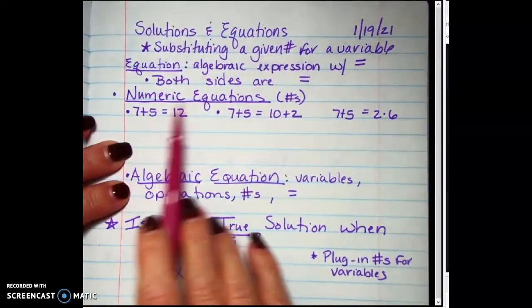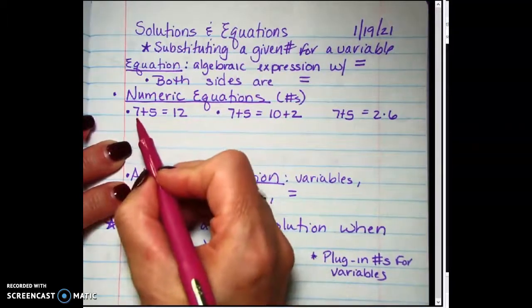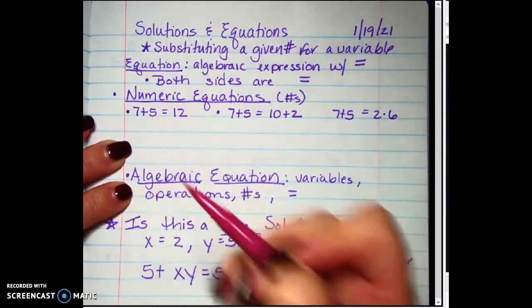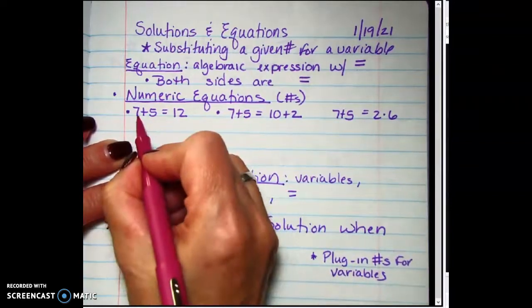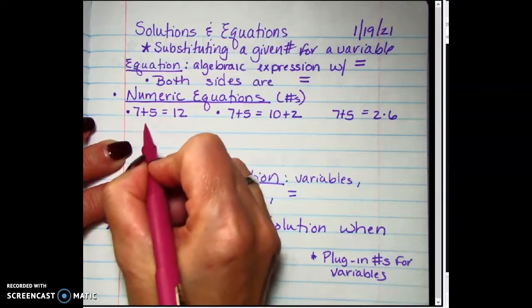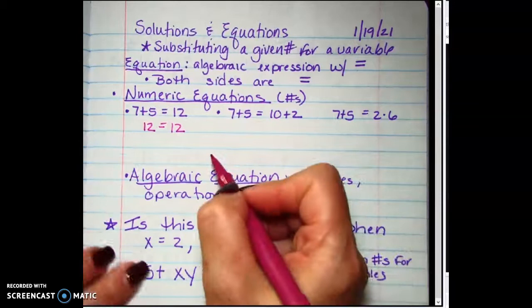So I have this numeric equation. That means we're just using numbers. So right here, I have 7 plus 5 equals 12. We know that's accurate. But how we prove it is we would determine that 7 plus 5 equals 12. So 12 equals 12. It is correct.